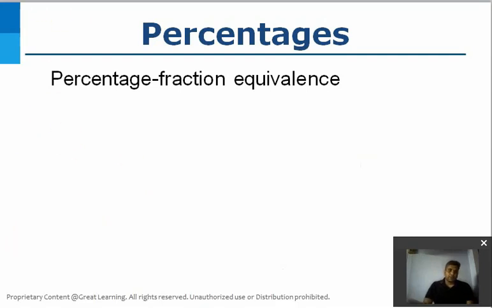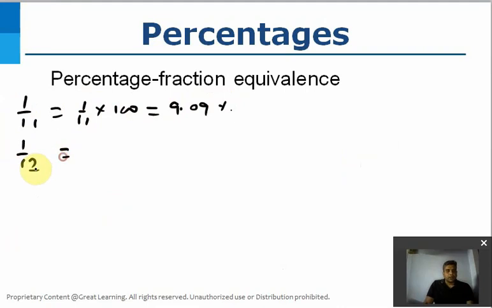Similarly, if I need to find out the percentage equivalent of others, 1 by 11 becomes 1 by 11 into 100, which is nothing but 9.09%. 1 by 12 is simply half of 1 by 6. So 1 by 6 was 16.66, so half of that is 8.33%, which is 1 by 12 into 100. 1 by 13 is nothing but 7.69%.